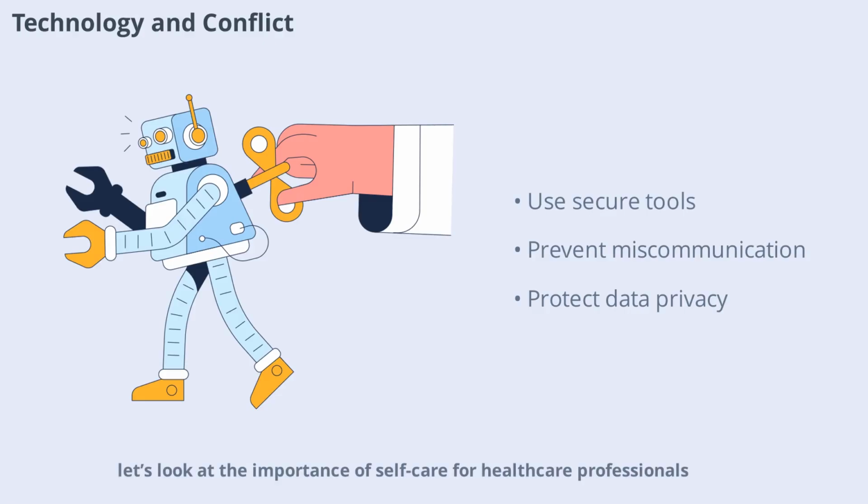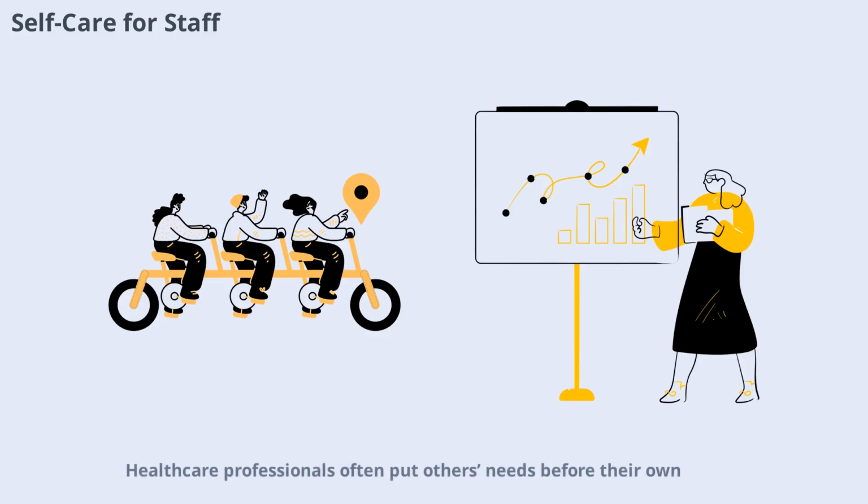Next, let's look at the importance of self-care for healthcare professionals. Healthcare professionals often put others' needs before their own, but self-care is essential for managing stress and preventing burnout. Taking time for rest, exercise, and hobbies helps staff recharge and approach conflicts with a clear mind. Organizations can support self-care by promoting work-life balance and providing resources like counseling or wellness programs. When staff feel supported and healthy, they are better equipped to handle conflicts constructively.